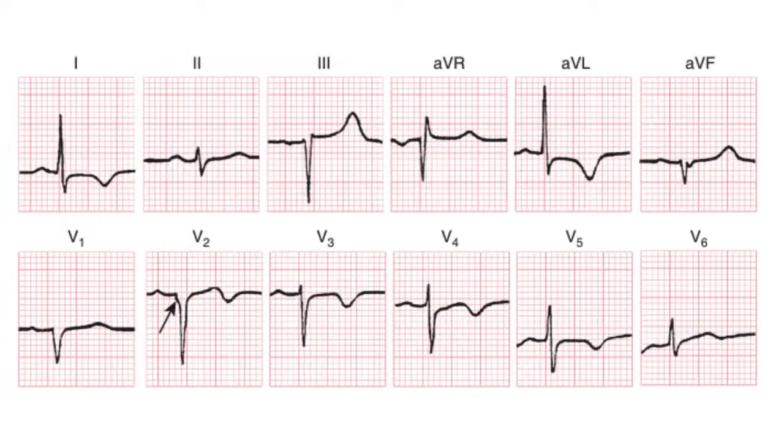The ECG shows anterior wall infarction. The QS complexes in leads V1 and V2 indicate anteroseptal infarction, and the diffuse ischemic T wave inversions in leads 1, AVL, and V2 to V5 indicate generalized anterior wall ischemia or non Q wave myocardial infarction.